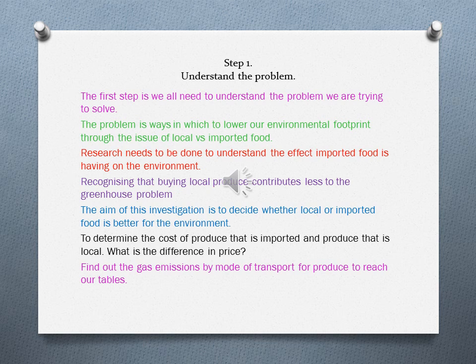We need to recognise that buying local produce contributes less to the greenhouse problem. The aim of this investigation is to decide whether local or imported food is better. We need to determine the cost of the produce and what is the difference in price, and to find out the gas emissions by mode of transport for the produce to reach our table.